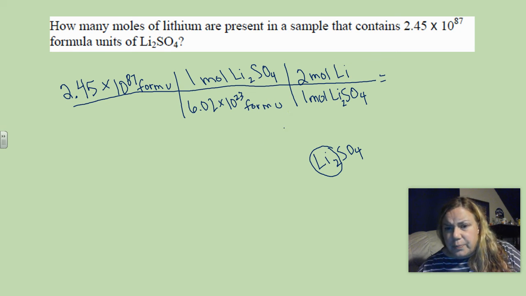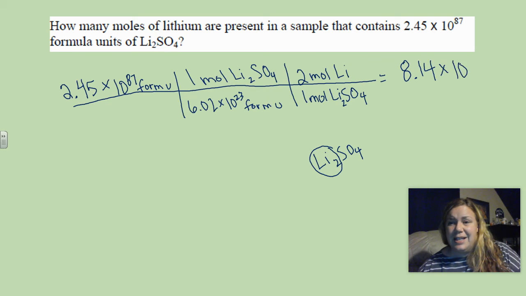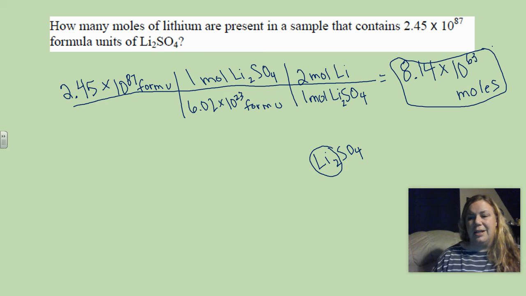Sig fig wise, we have 3 sig figs, and we just want to stick with the 3 sig figs because that 2 really is more so a mole ratio. So if I write this out for 3 sig figs, I have 8.14 times 10 to the 63 moles. Think about this: honestly, this number right here is pretty insane. And like I said, it's likely a typo because the number of moles of that is pretty ridiculous.